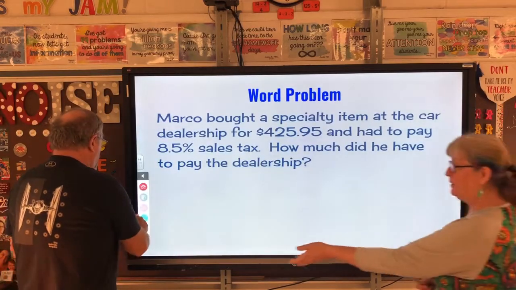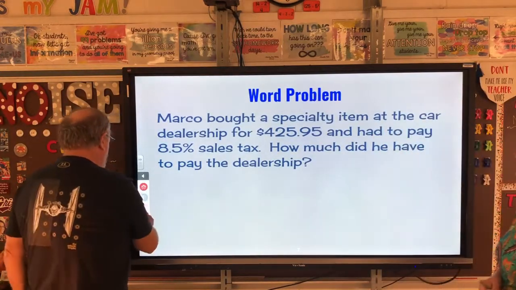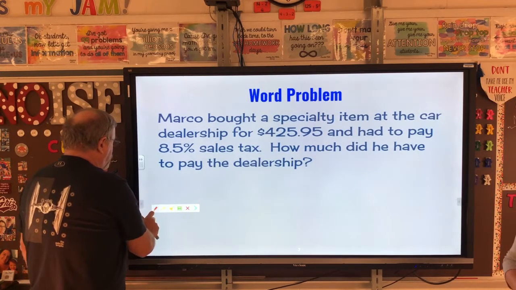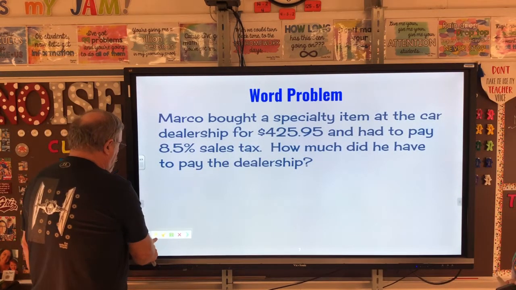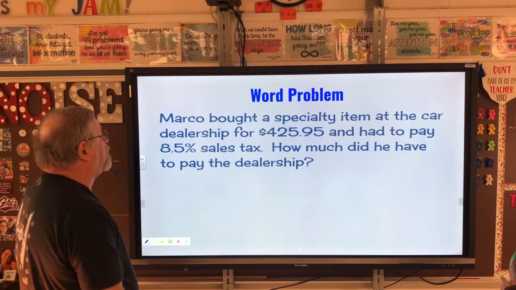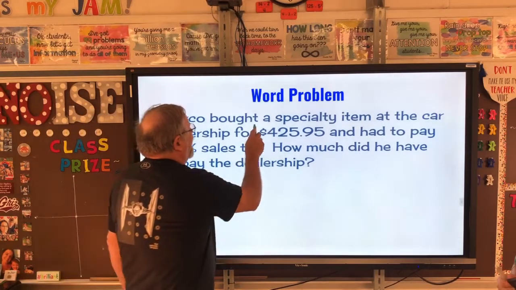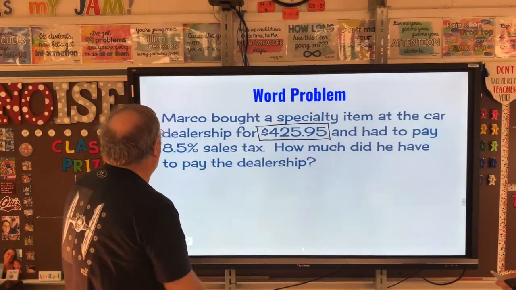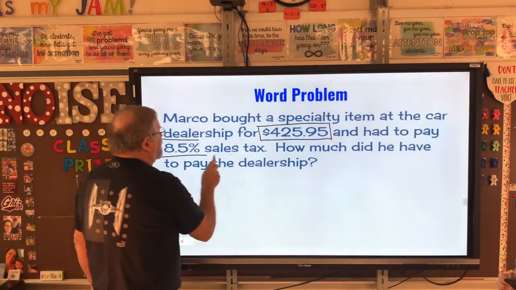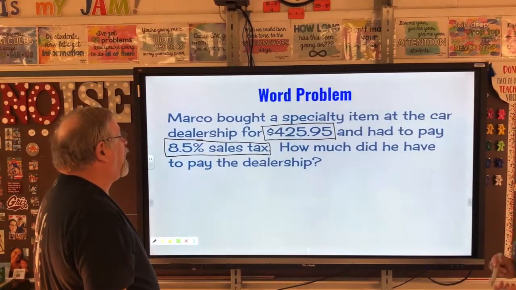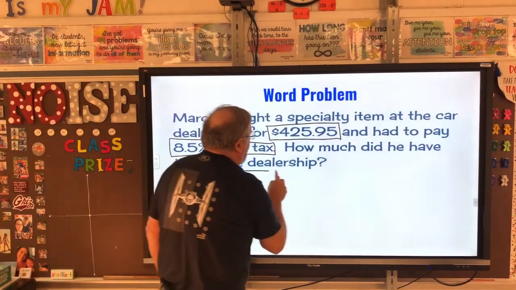Okay. My turn with the calculator. This is up your aisle with the car dealership. Okay, so Marco bought a specialty item at the car dealership for $425.95. That's an expensive little deal. He had to pay 8.5% in sales tax. How much did he have to pay the dealership?